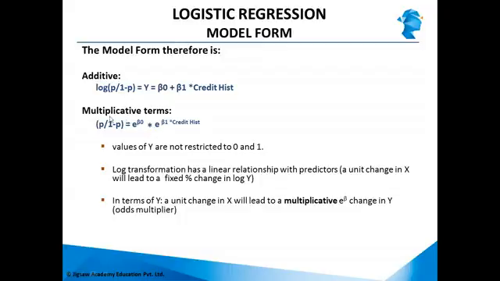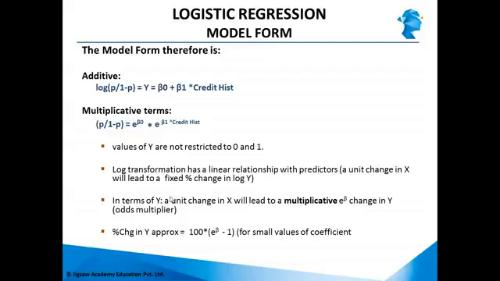Now, if you are using a multiplicative model, in other words, you don't want change in terms of log, but you want change in terms of real terms, the y variable, then you can do that. A unit change in x, or credit history, will lead to a multiplicative e to the power beta change in y. Notice that this is a multiplicative model. So a unit change in credit history will lead to an e to the power beta 1 times multiplicative change in y. And this multiplicative e to the power beta is also called an odds multiplier.